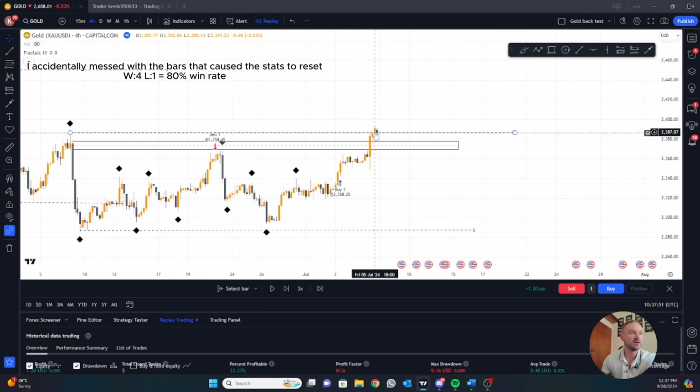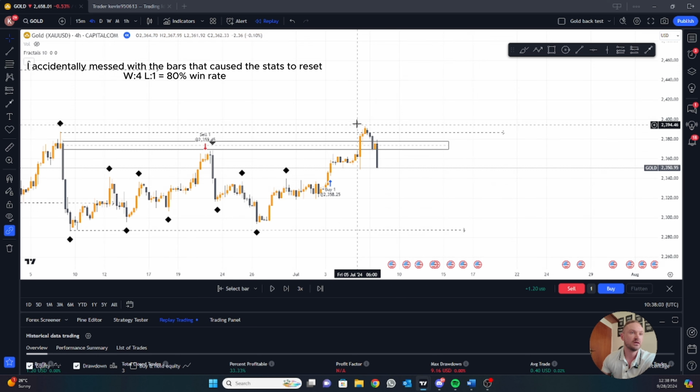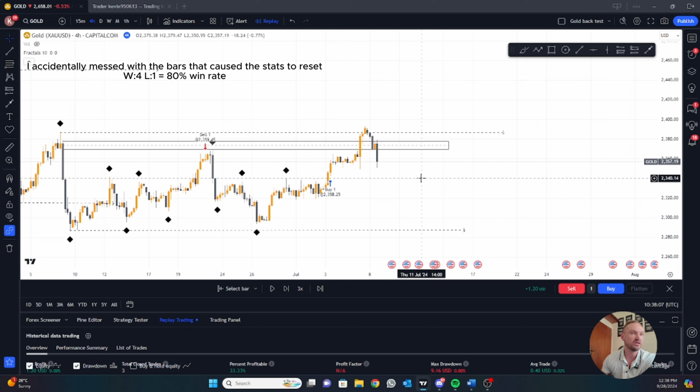Okay, so this could be a liquidity grab, so we're not paying too much attention to it just right now. If it does break up more and close above, then I will consider it a break of structure. So like I said, that was just a liquidity grab and we're now pushing to the downside.